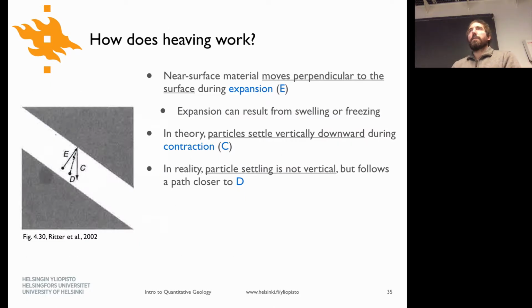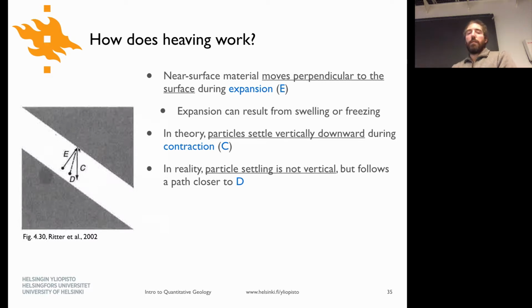Here's a picture of how it works on a small scale. So if we're near the Earth's surface here, within the region where this creep and heave process is active, there are times when you might have some swelling or freezing that results in expansion of material near the surface. The expansion happens nearly perpendicular to the Earth's surface, and so this vector E would show some movement of soil or sediment as a result of expansion up, perpendicular to the Earth's surface.